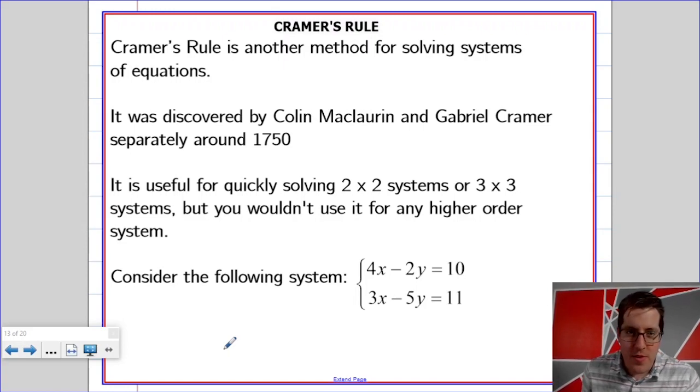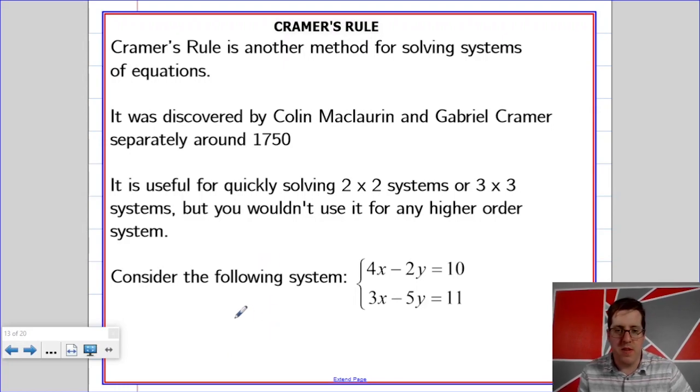Cramer's Rule is another method for solving systems of equations, and it was actually discovered by Colin MacLeod and Gabriel Cramer separately around the same time. You know, no internet back then. It's useful for quickly solving 2x2 systems or 3x3 systems, but it wouldn't be much use for higher order systems because of the time that it would take. So let's consider the following system. 4x minus 2y equals 10, and 3x minus 5y equals 11.